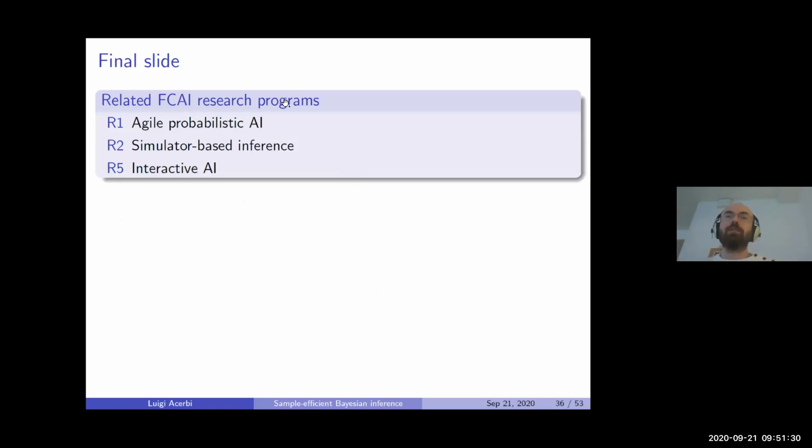And as you might guess, everything I mentioned fits fairly well with several research programs within FCAI: agile probabilistic AI, simulator-based inference, and also interactive AI. I haven't really focused on that right now, but several of the things I've been working on are Bayesian inference from the point of view of how humans perform Bayesian inference and decision making, and I've been using these tools to fit and explore these questions. So this would fit with several of these lines of research.